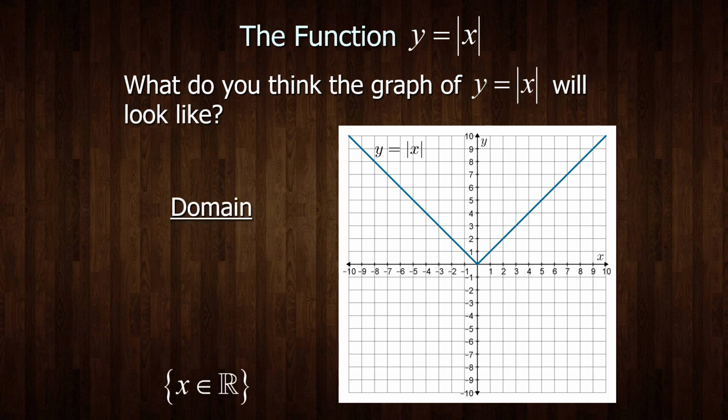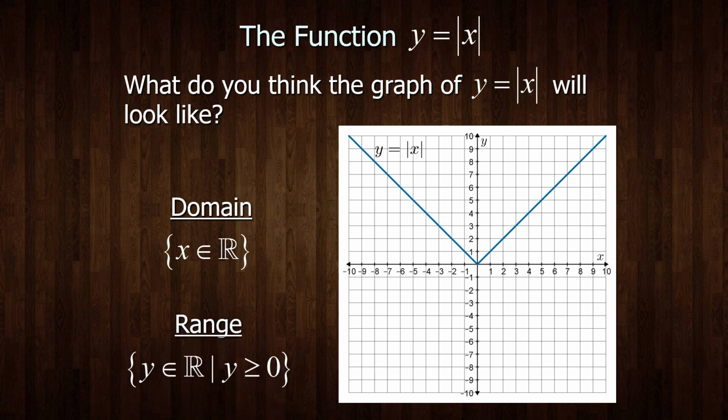What's its domain? Any real number. We can choose any real number that we want for x. We don't run into any issues with any x values. You can always take the absolute value because you're just finding the number's distance from 0. And as you can see from the graph, the range, we're talking about all the y values that are 0 or higher. So our range is any y value greater than or equal to 0.